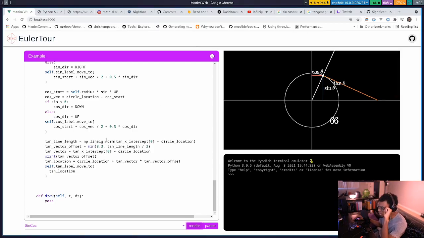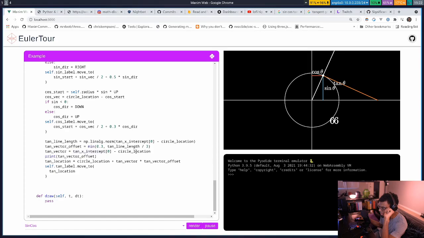Oh, wait, tangent line length. That's the norm. And this is kind of going the wrong... Wait, final minus initial. Okay, this is going from the circle location to the x-intercept. It's getting that length, and it's dividing that by 2. So this will be able to grow without bound. And if it grows too much, then this won't go any higher than 0.3, the vector offset.